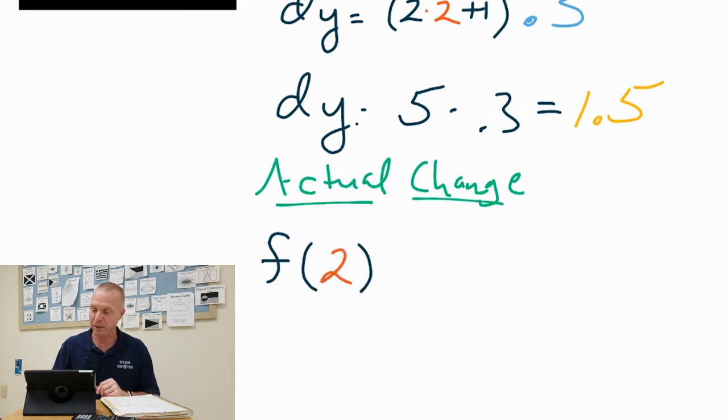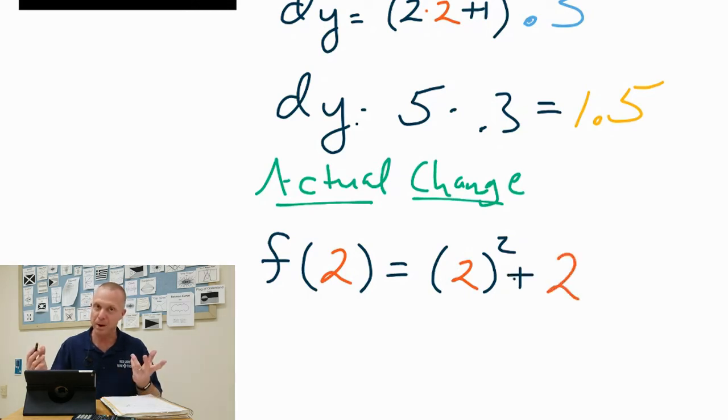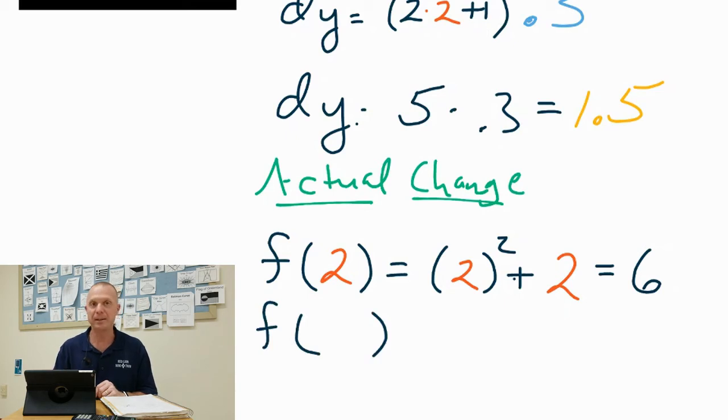Now be careful, you want to plug this into the original equation. The original equation was quite simple. It just was x squared plus x. Obviously for this problem, then 2 squared plus 2. All right, so we get an actual y value of 6. We would need another actual y value. Now, it's important that you realize that this comes from thinking about the original x value of 2, but my change in x of 0.3. Yes, that's correct. That means I'll be at an x value of 2.3.